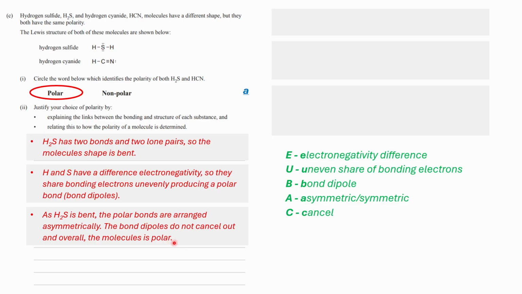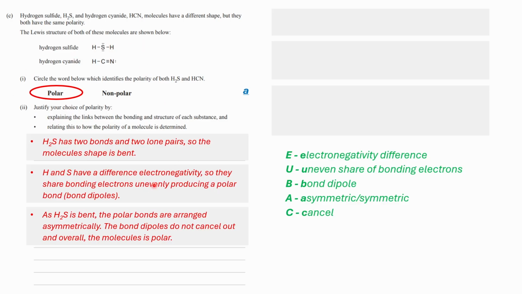Now, as it's bent, right, then the polar bonds are arranged asymmetrically. That means that the bond dipoles, not the polar bonds, be careful here, it's the bond dipoles, do not cancel out and the overall molecule is polar. Okay, so that's correct. We said they were both polar, so that's a good reason.